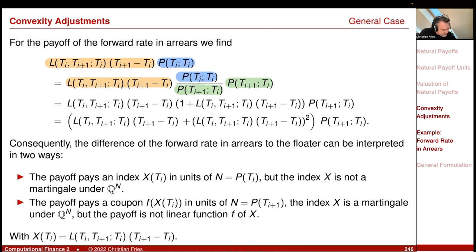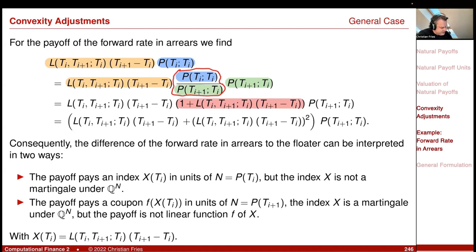So the ugly thing is that somebody has changed the payment unit, inserting this factor here. So this is the bond that matures at the beginning of the period divided by the bond that matures at the end of the period. So this thing here can be expressed in terms of a forward rate. A forward rate is the bond that matures at the beginning of the period minus the bond that matures at the end of the period, divided by the bond that matures at the end of the period. Okay, so it's actually exactly this ratio minus one divided by the period length. So if I multiply with the period length and add one, this is exactly this ratio. So this ratio there above is one plus the forward rate from T_i to T_{i+1}.